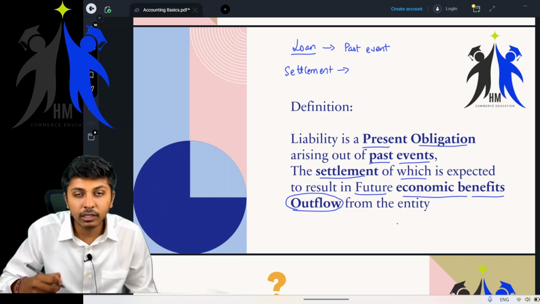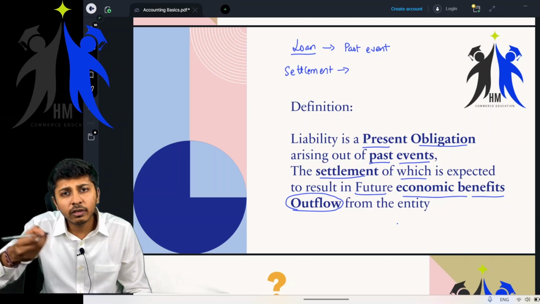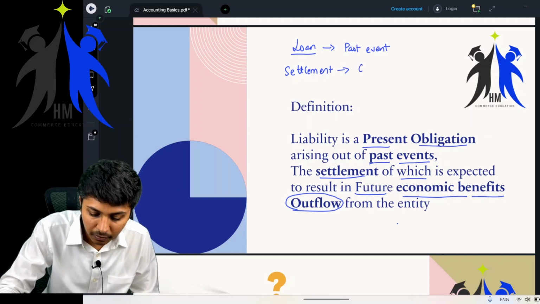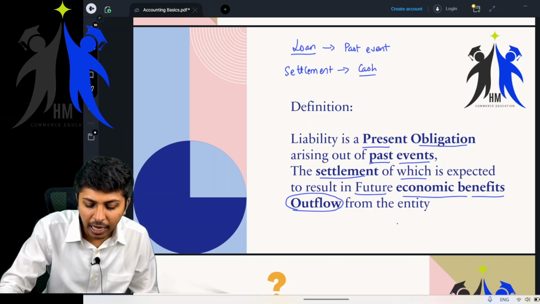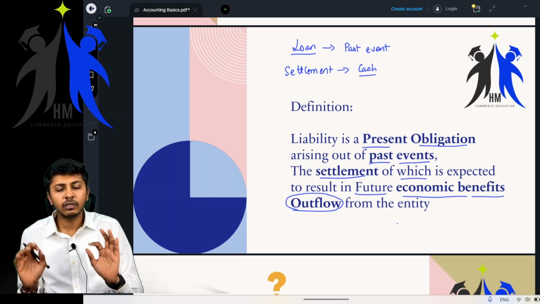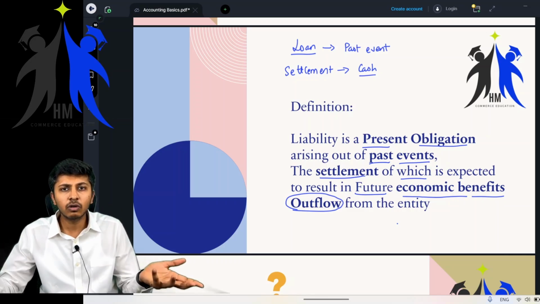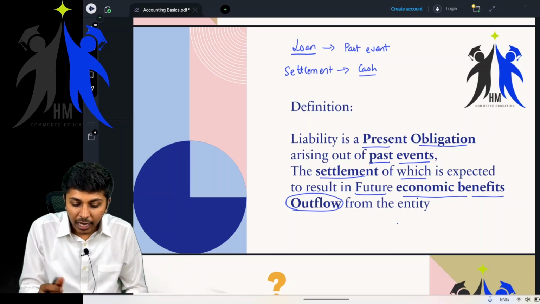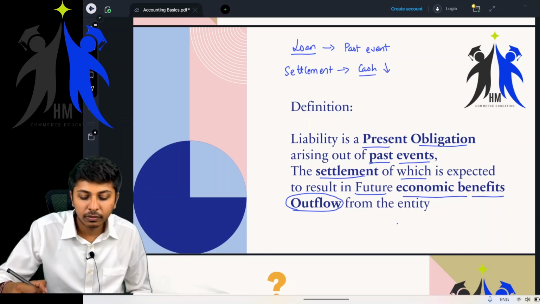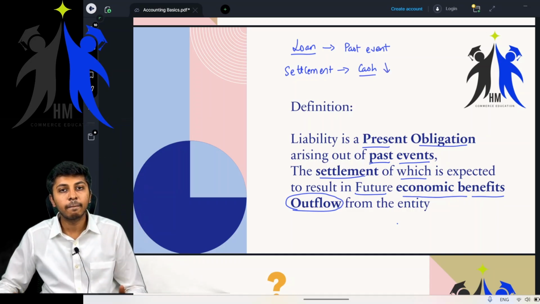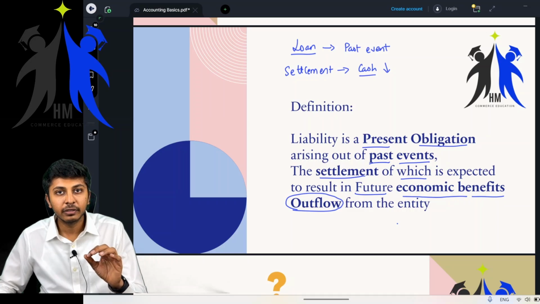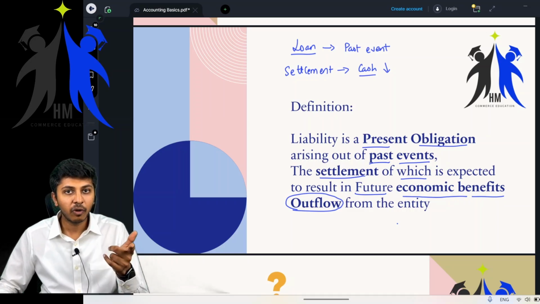Now, how will you settle this? You will give some cash. Cash is an economic benefit. Cash is an asset. You can buy anything with it. This cash will go out of the entity. Are you getting my point?